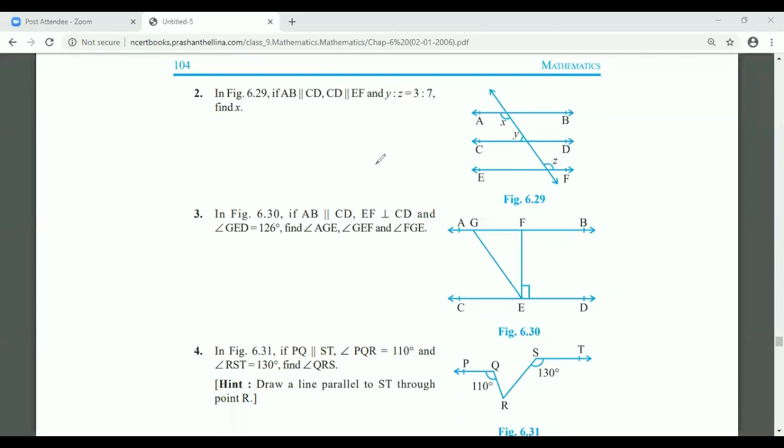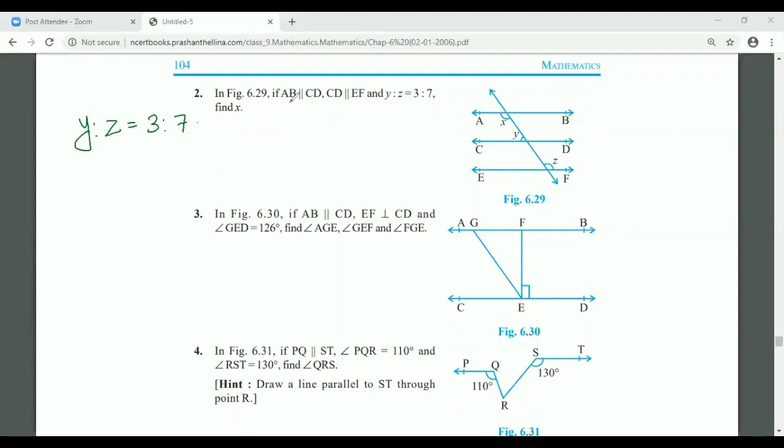Now listen to question number 2. In question number 2, it's given that in the figure, AB is parallel with CD and CD is parallel with EF, and y is to z is equal to 3:7. Find x. We have to find the value of x, and the ratio between y and z is given as 3:7. Let's write that y is to z is equal to 3:7. This is given. Then we can try to find any relation between these angles.